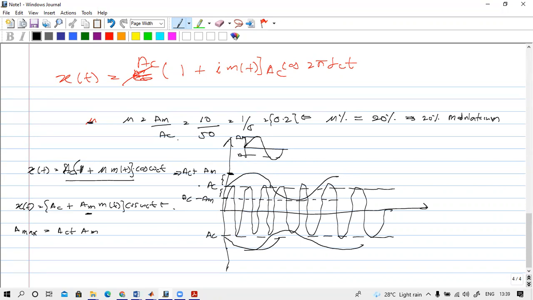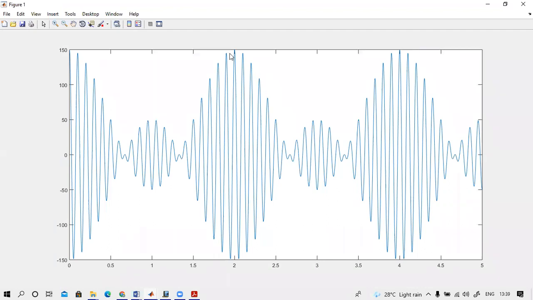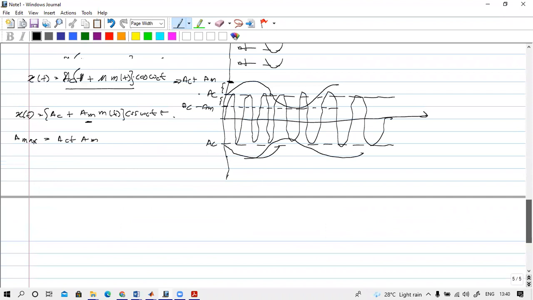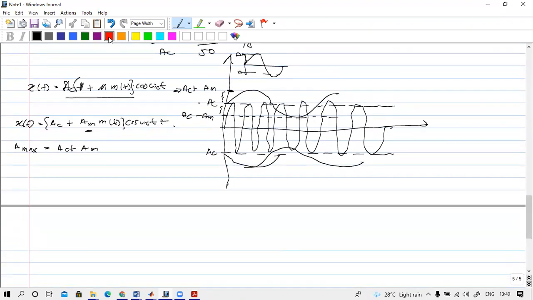So let's see. In our graph, what should be the maximum amplitude? In our example, the maximum amplitude of the modulated signal should be AC is 50 and AM is 10 volt, okay? So we should have 60 volt maximum, no? 60 volt maximum and minimum. What is the minimum value we should have? Minimum we should have 50 minus 10 volt, no? So we should have 40 volt, okay?